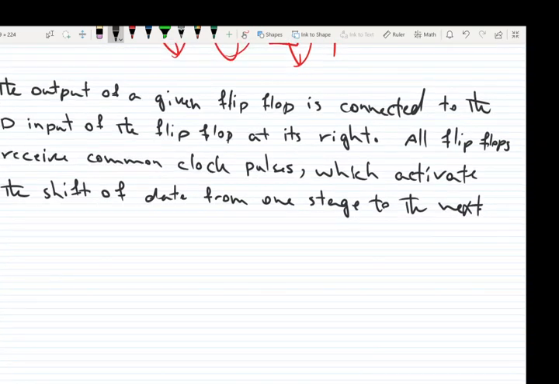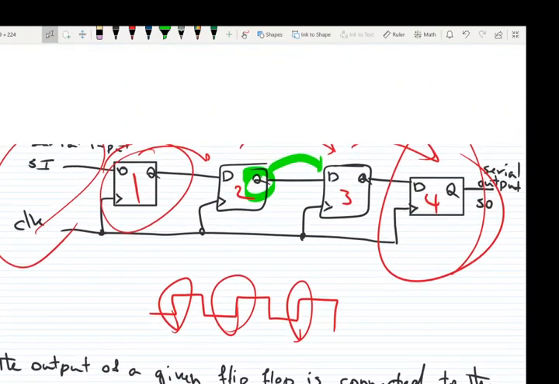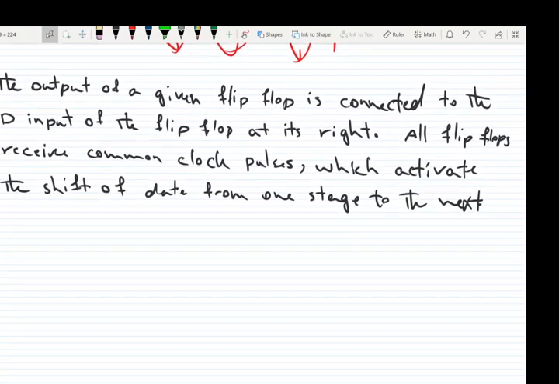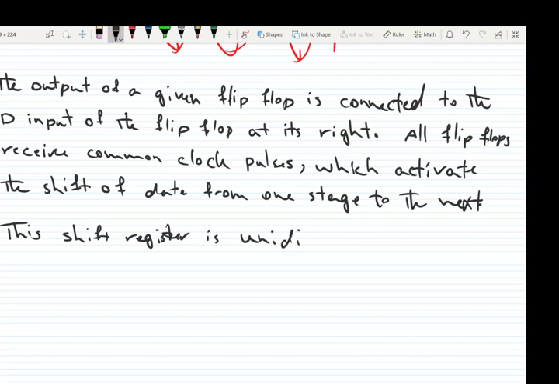Okay, so this register that we show here is able to shift the data only from left to right. So we can say this shift register is unidirectional. In parentheses, we can say left to right.